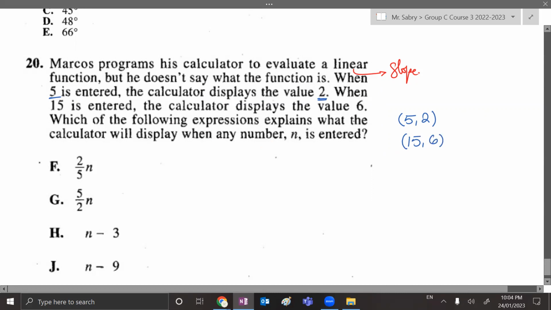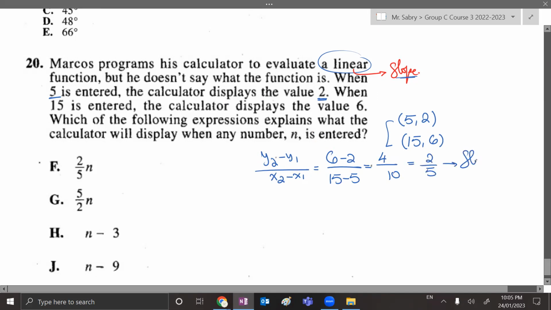Which of the following expressions explains what the calculator will display when any number n is entered. Meaning they need the equation somehow. As I told you, think of the slope because of the word linear, because I have points, so the slope right away would go for y2 minus y1 over x2 minus x1. So I have 6 minus 2 over 15 minus 5. 6 minus 2 would be 4. 15 minus 5 is 10. Simplify this, meaning 2 over 5.